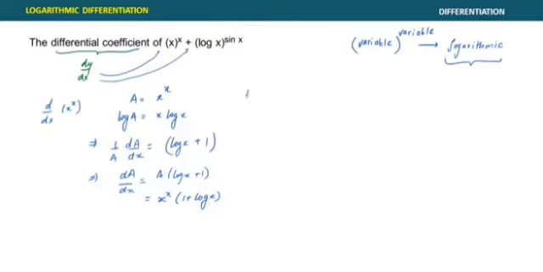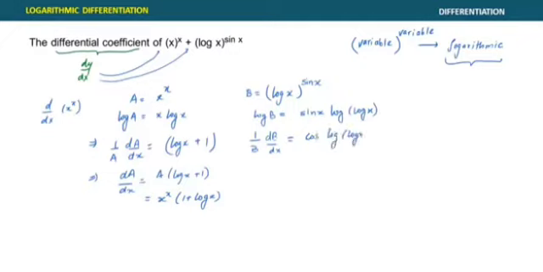Similarly, you can take the other function as b, that is (log x) raised to power sin x. This method you can easily apply in your board. That is the reason I am taking this in this particular lecture. So log b will become sin x times log of log x. Now again do the same step: it will become 1 by b db by dx, and here you will again have to apply product rule. So cos x log of log x plus sin x by log x, and then chain rule also, because the derivative of log of log x would be 1 by log x into the derivative of log x, that is 1 by x.